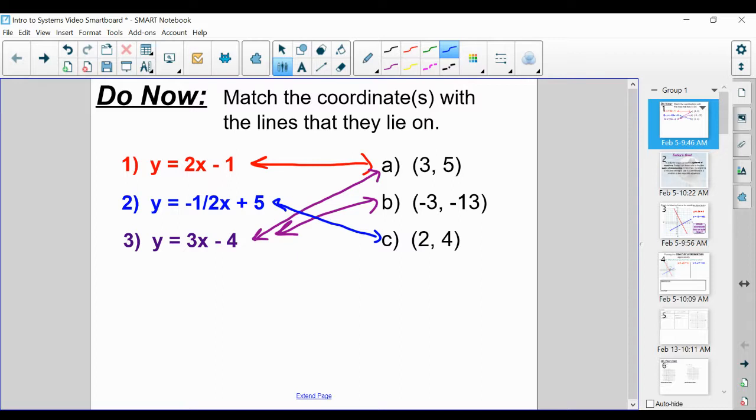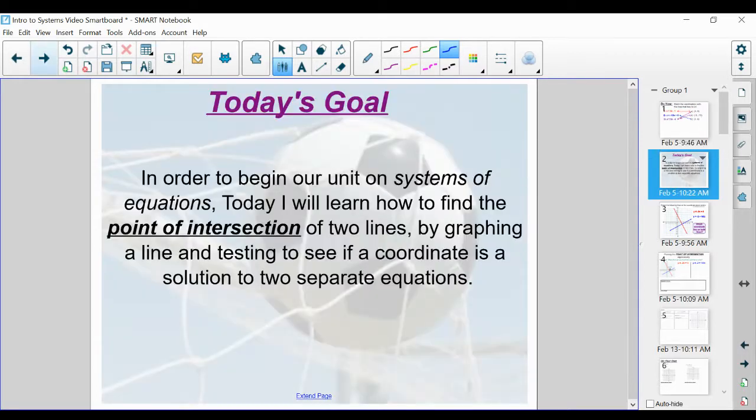And again, this is just to jog our memory of thinking about true statements when it comes to coordinate points. For a coordinate point to be on a line, when we substitute it into the equation, we should get a true statement. And that's going to be the basis of today's topic. So please copy down today's goal. Today's goal is, in order to begin our unit on systems of equations, today I will learn how to find the point of intersection of two lines by graphing a line and testing to see if a coordinate is a solution to two separate equations.